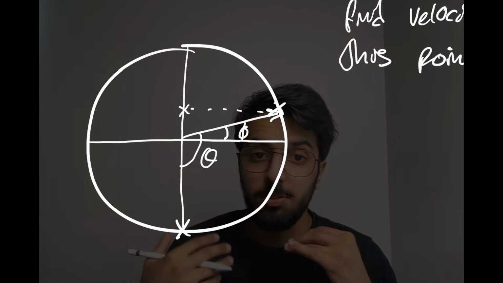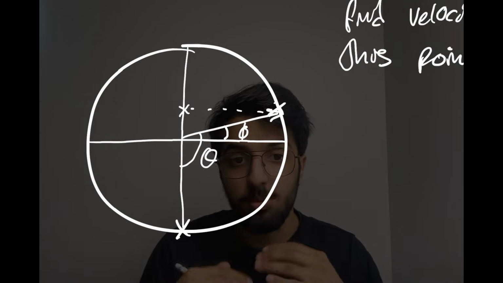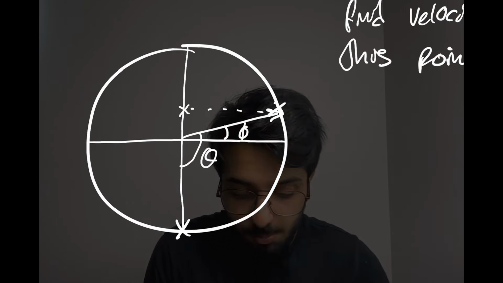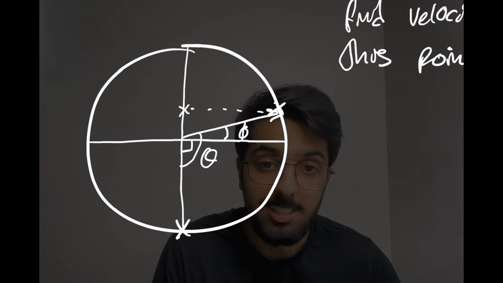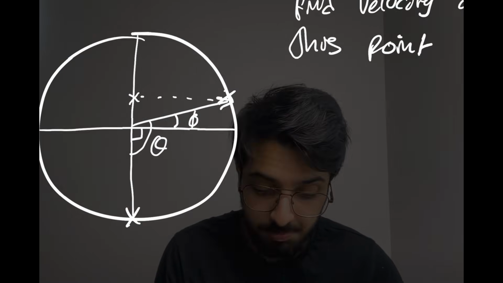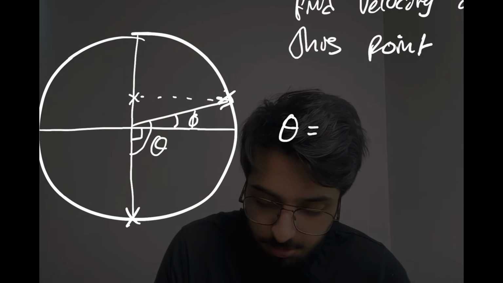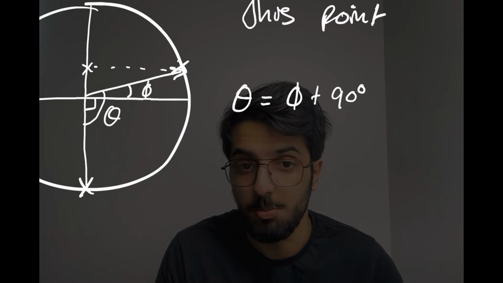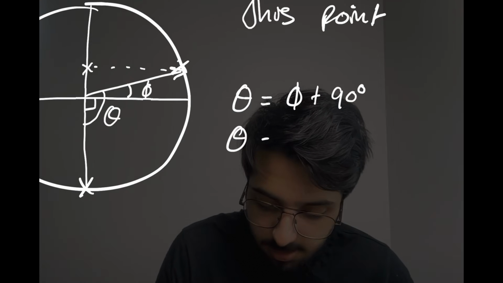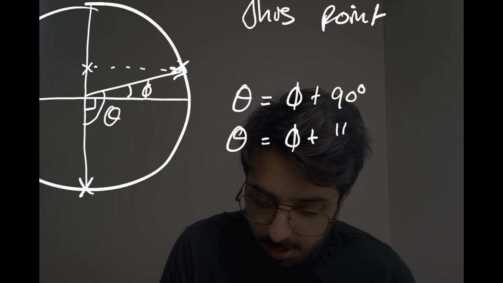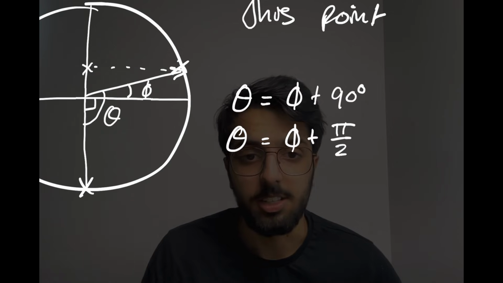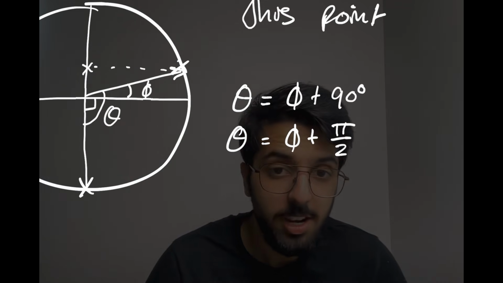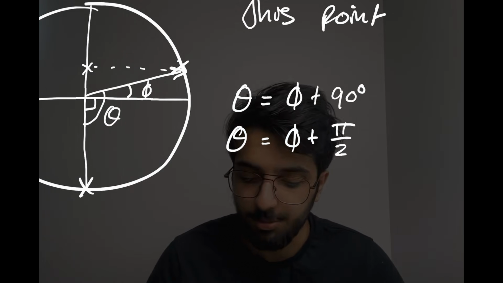But because we have sectioned off this reference circle into quarters, we know that this right here is 90 degrees. So theta is equal to phi plus 90 degrees. Or because we're working in radians, theta is equal to phi plus pi over 2, right? 90 degrees is pi over 2 in radians. So now, in order to find theta, we just need to find out phi.